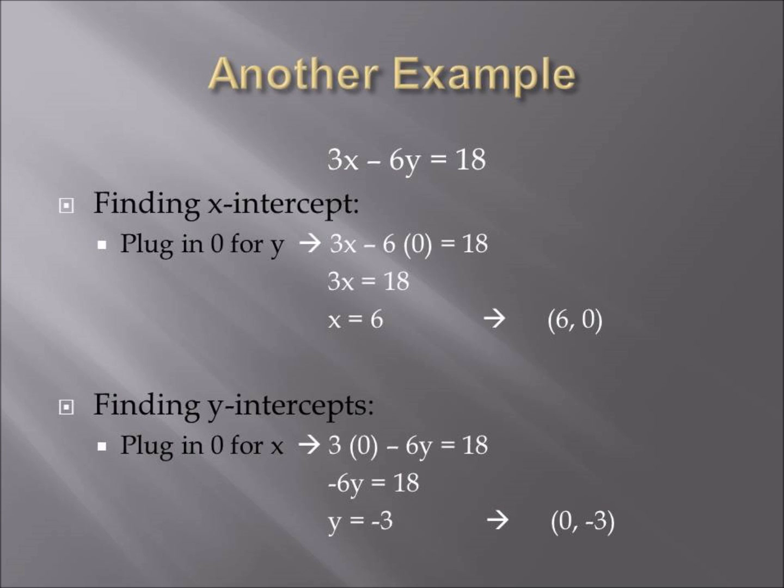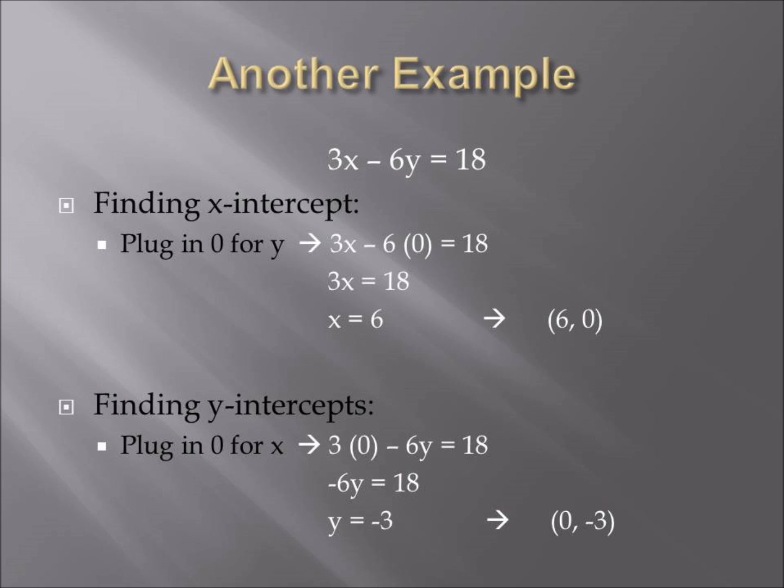So once again, I found the x-intercept first. I plug in 0 for y, so that we have the new equation 3x minus 6 times 0 equals 18. Negative 6 times 0 equals 0, so 3x equals 18. And we just need to divide by 3, such that x would equal 6. The ordered pair would then be (6, 0), because x equals 6 when y equals 0. To find the y-intercept, we plug in 0 for x and solve for y.